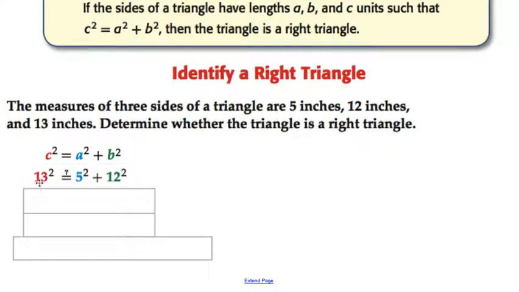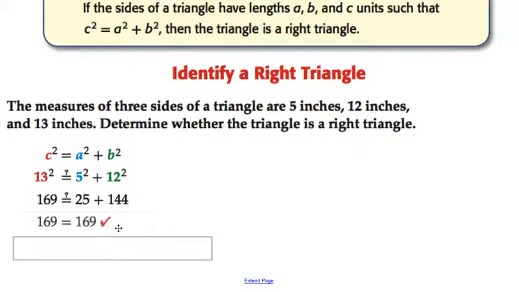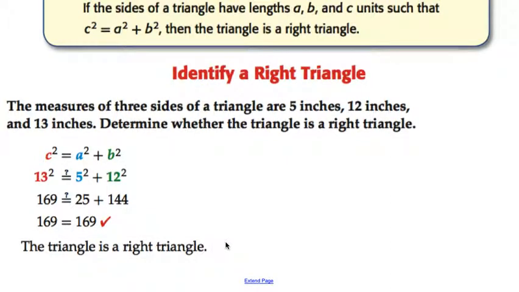So go ahead and plug in your numbers. 13 squared equals 5 squared plus 12 squared. And it doesn't matter whether you assigned the 5 to the b and the 12 to the a, it'll be the same thing. So those are arbitrary. So go ahead and work that out. 13 squared is 169, 5 squared is 25, and 12 squared is 144. And that's our question mark. Is this equal? Well, 25 plus 144 is 169. They are equal. It does check. Therefore, it is a right triangle.